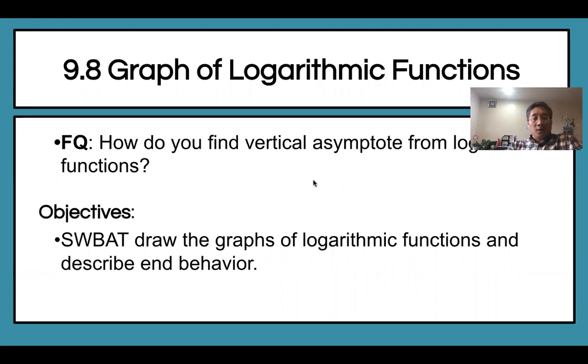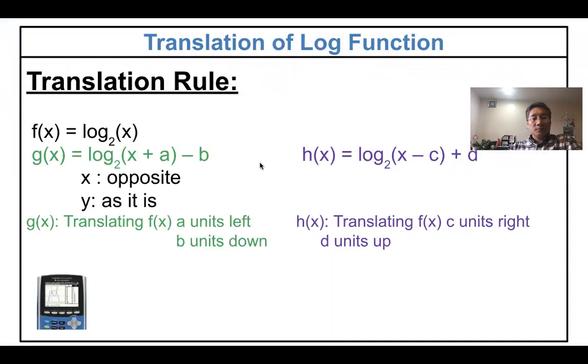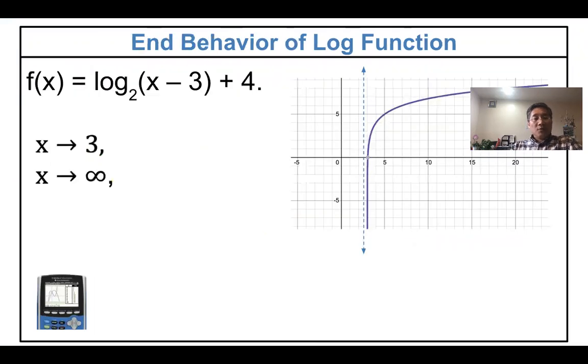So let's see this. So let's review one more time. When you draw the graph, what is the most important thing when you find? So let's see one example here. F of x is equal to log base 2 of (x minus 3) plus 4.